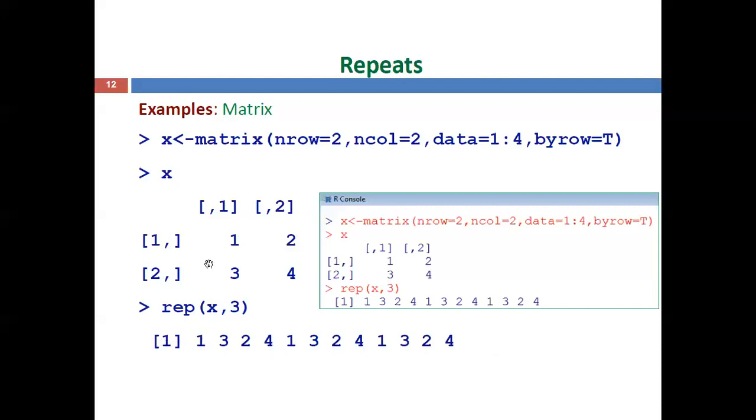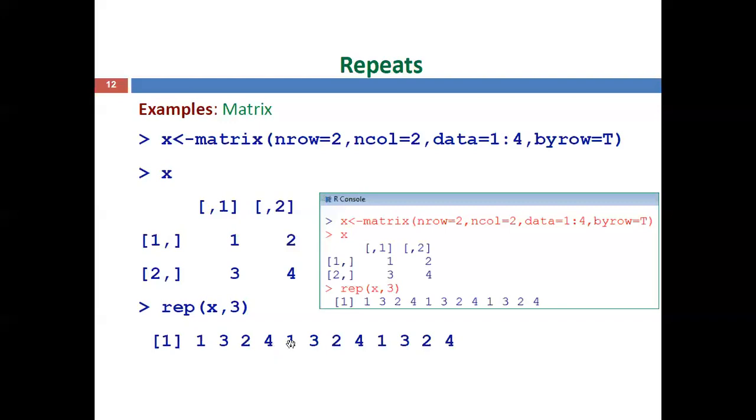See what order it is taking. By default it takes column only. So 1, 3, the first column values, then the second column values 2, 4. Whenever a matrix is converted into a vector, it takes the values column wise: first column, second column, third column, like that. First column 1, 3, second column 2, 4.